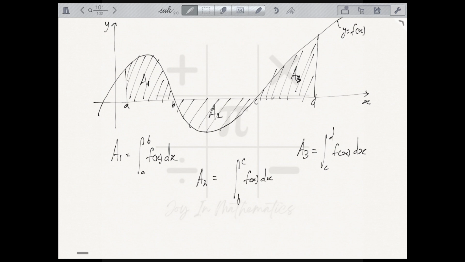However, because A2 is below the x-axis, we will have a negative sign. So the total shaded area is equal to A1 plus A2 plus A3. So we'll be applying this principle in this example we are going to consider now.